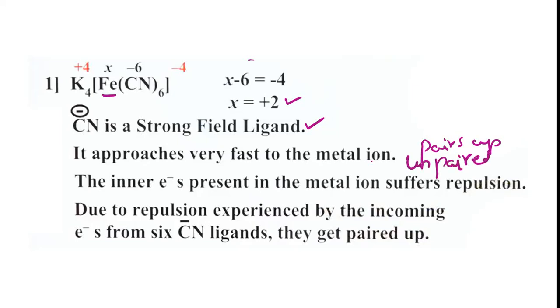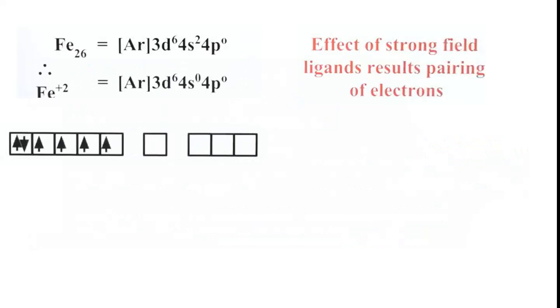It pairs up unpaired electrons. So the ligands approach the metal atom very fast. They are feeling the repulsion here. Due to repulsion, the electrons get paired up. So the general electronic configuration of the ion is 3d6 4s2 4p0. And for Fe2+, these 2 electrons will be removed, so it will be argon 3d6 4s0 4p0. So CN being a strong ligand, what happens is that the ligands result in pairing of electrons.